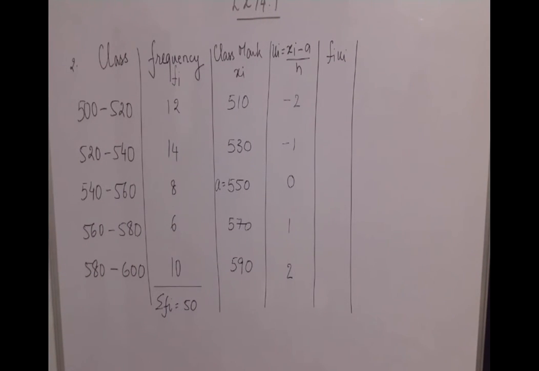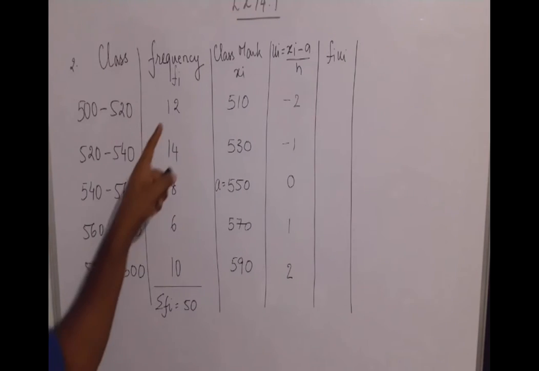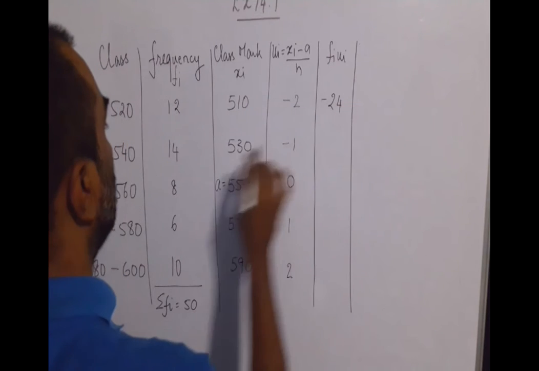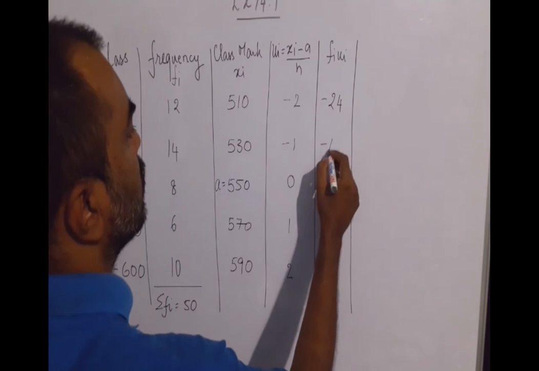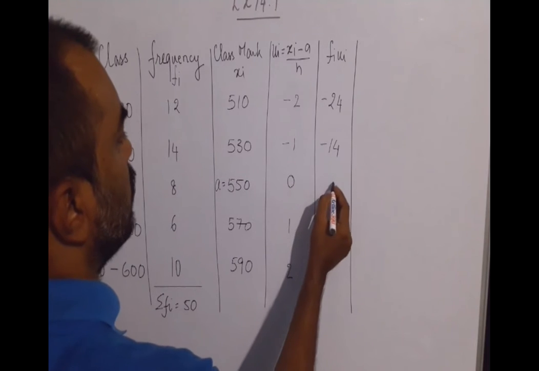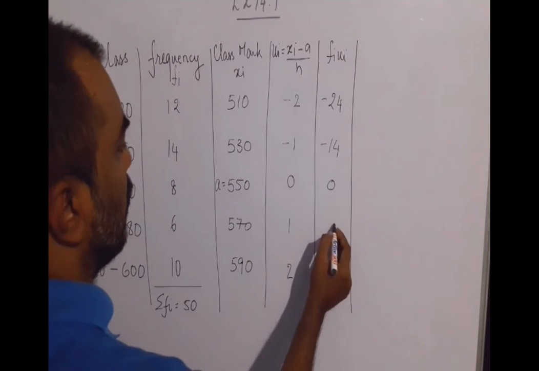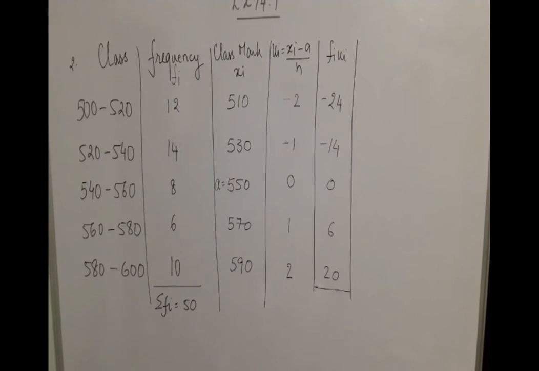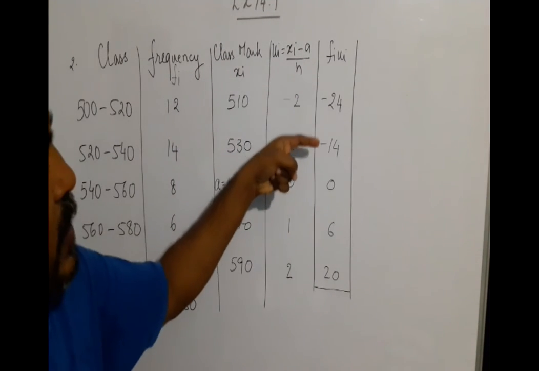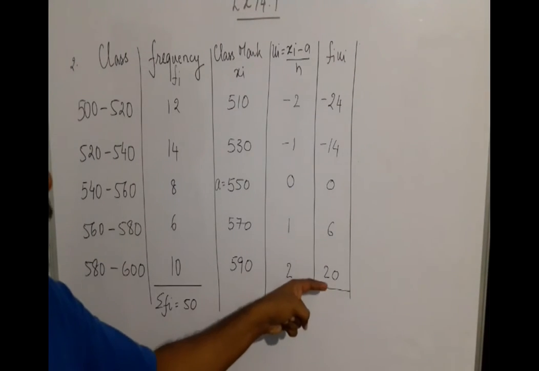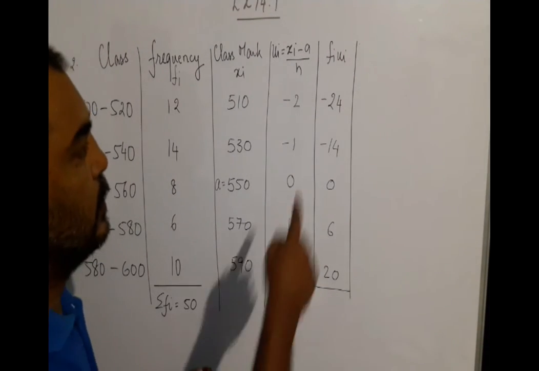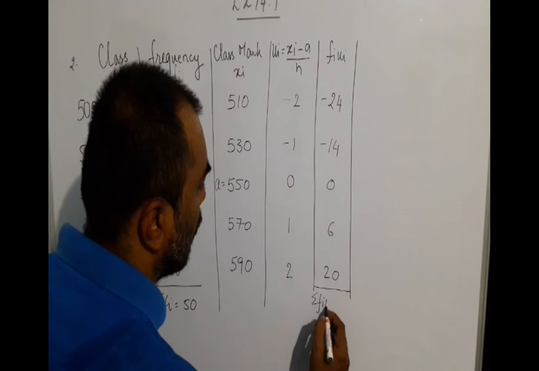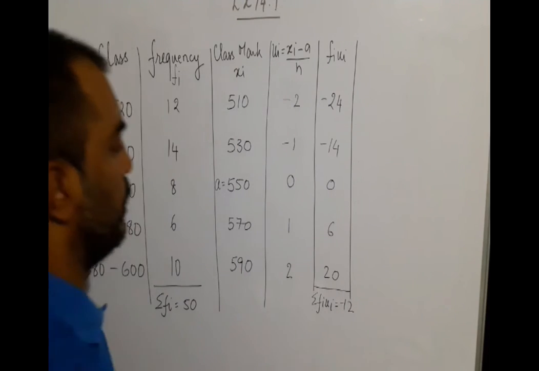Now we find out the fi ui. So 12 into minus 2 gives us minus 24. 14 into minus 1 gives us minus 14. 8 into 0 gives us 0. 6 ones are 6 and 10 twos are 20. So let us see sigma fi ui. Minus 24 minus 14 is minus 38. 20 and 6 is 26. So minus 38 plus 26 gives us sigma fi ui equal to minus 12.